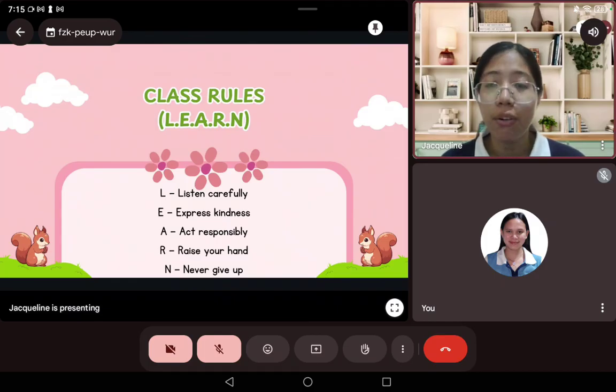And third, we have A. Very good, class. Act responsibly, so follow rules and take care of your things. That is correct, class. And R is for, what is it again? Alright, very good, class. Raise your hand, so wait for your turn to speak or ask questions. And lastly, class, N for? Yes, that is correct. Never give up. Do your best and keep trying even if it's hard. Very good, class, that you still remember our class rules.